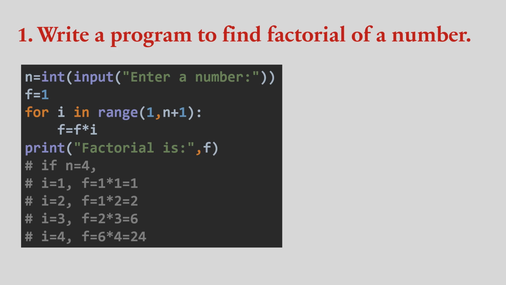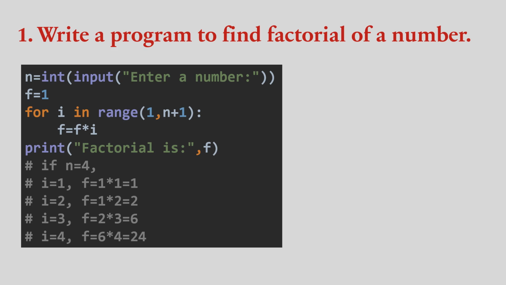Now we will take a for loop which will range till n. So we will write for i in range 1 to n. All the possible values of i are 1, 2, 3 till n. Then for all these values, it will find the product. So f will be f into i.